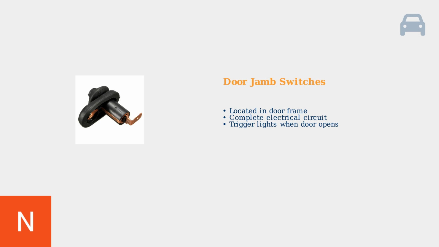Car interior lights are controlled by several different systems working together. Understanding these controls is essential for preventing battery drain and managing your vehicle's lighting effectively. The foundation of interior lighting control starts with door jamb switches. These small switches are located in the door frame and complete an electrical circuit when doors are opened.